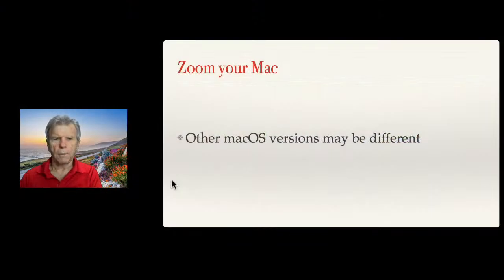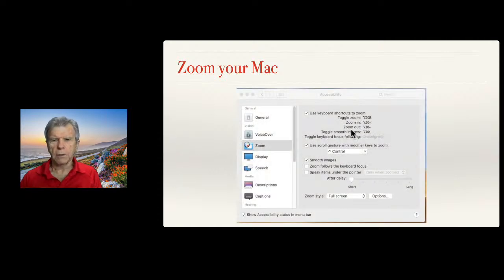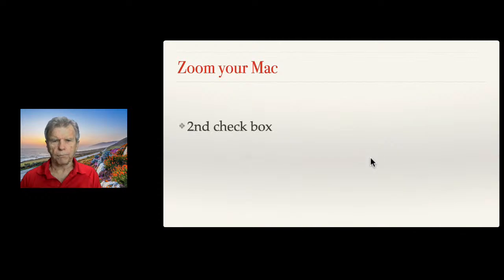So other Mac OS versions have a little different representation of the zoom options. For example, Mojave looks like this. Some of these, like these two functions here, were put behind another window. And Smooth Images is someplace else, so don't let that throw you. It's going to be a little different depending on your operating system.